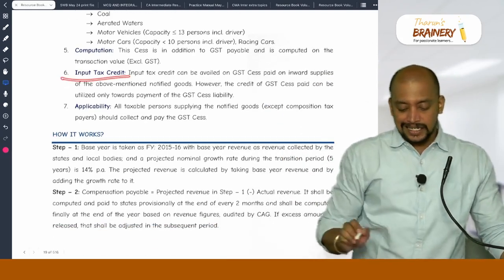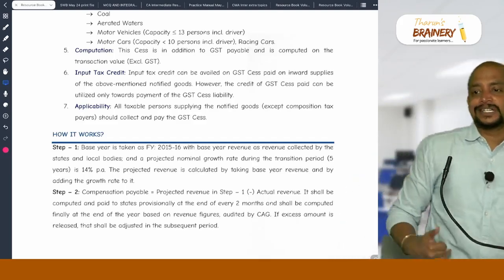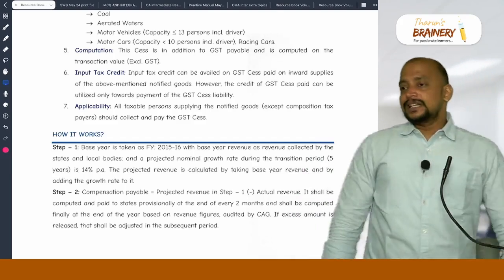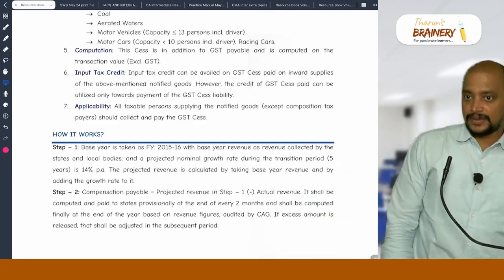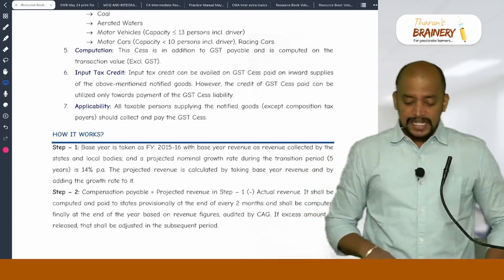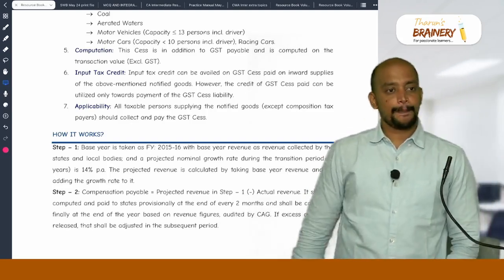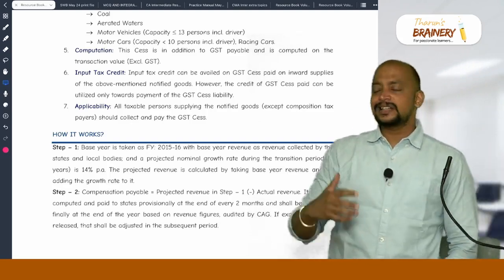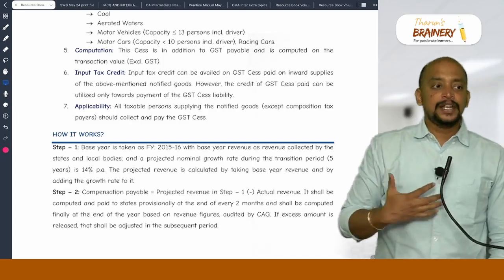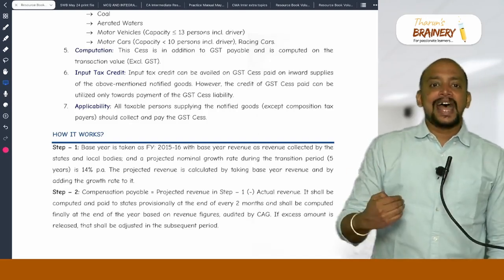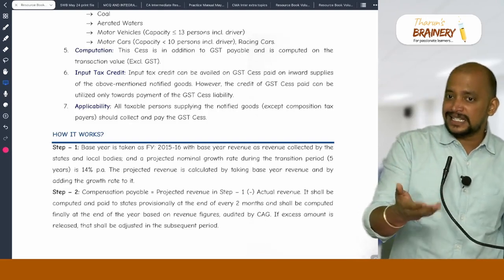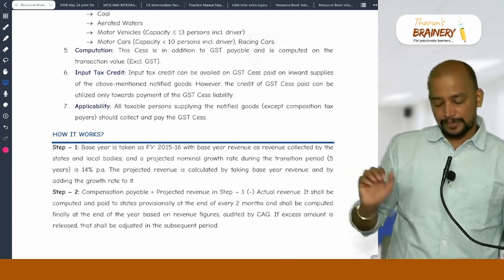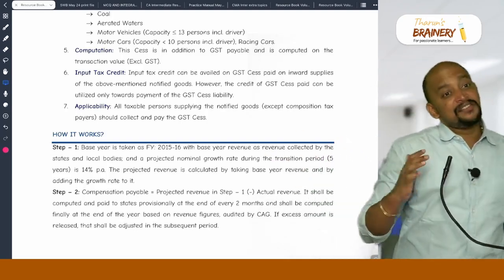And input tax credit. Can we take credit of this compensation cess? Yes, we can. But remember, there is something called utilization of ITC. Availment and utilization of ITC. What is the meaning of availment of ITC? Taking credit. Yesterday I told you about input tax credit. In that discussion, I told you the concept is simple. The tax paid on inward supplies will be availed as ITC and utilized for payment of GST on outward supplies. Now, what is the meaning of availment of ITC?